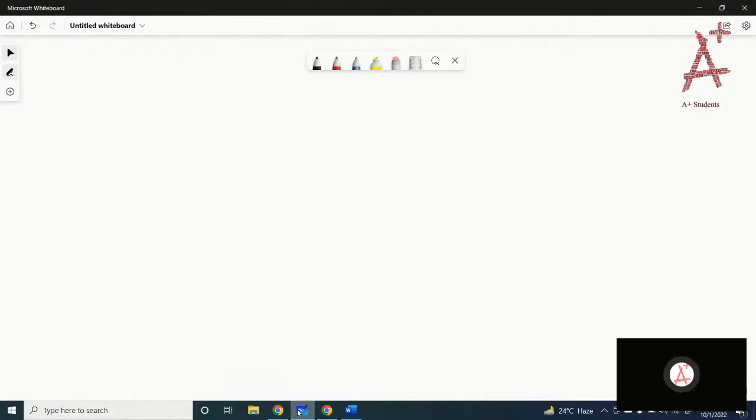So we're going to start with grade 8 maths. So you have to go to aplusstudents.com. There you have to log in using your email address and password as provided by the administrator. Then you have to go to grade 8 maths.